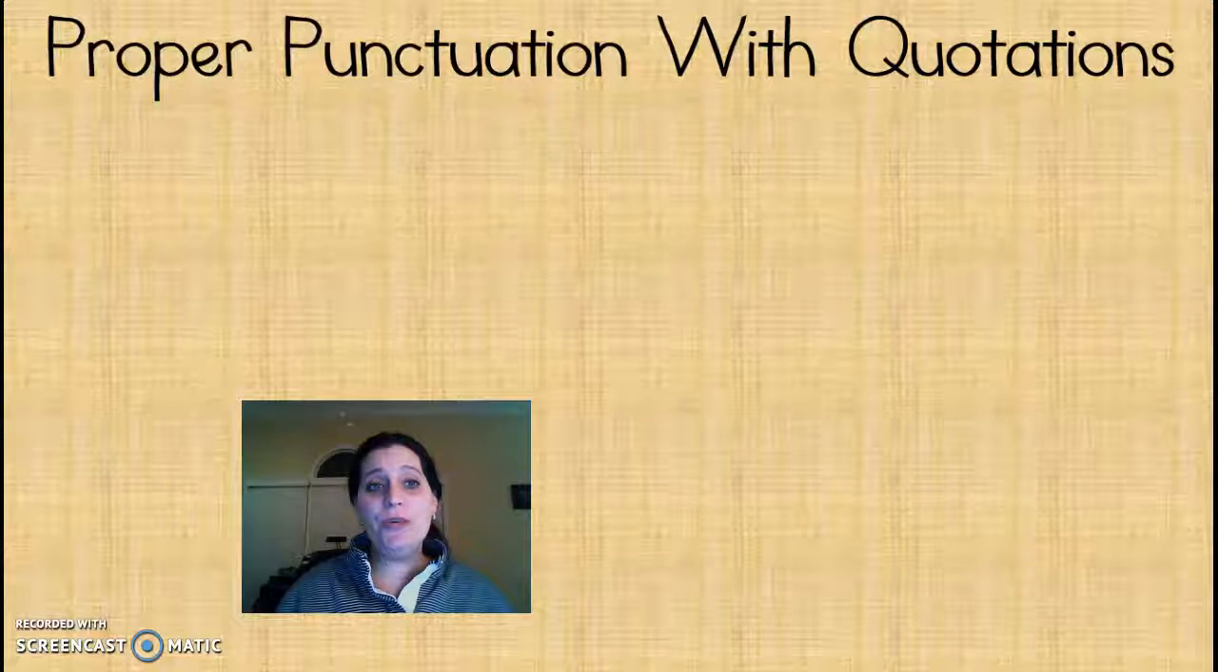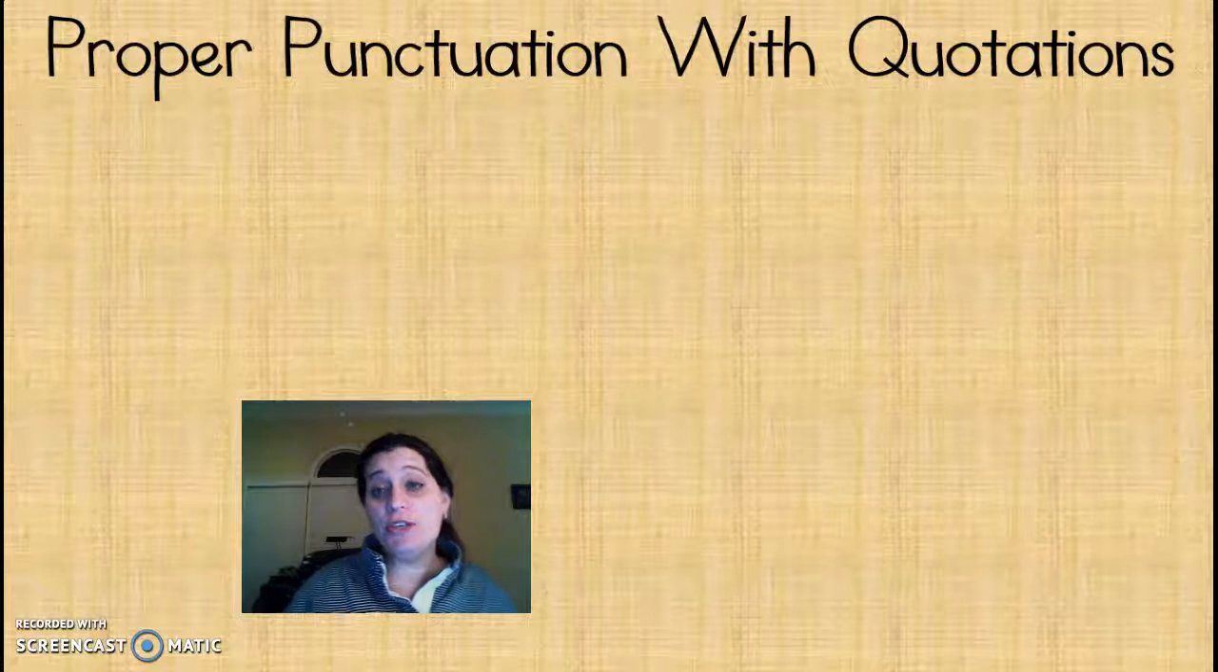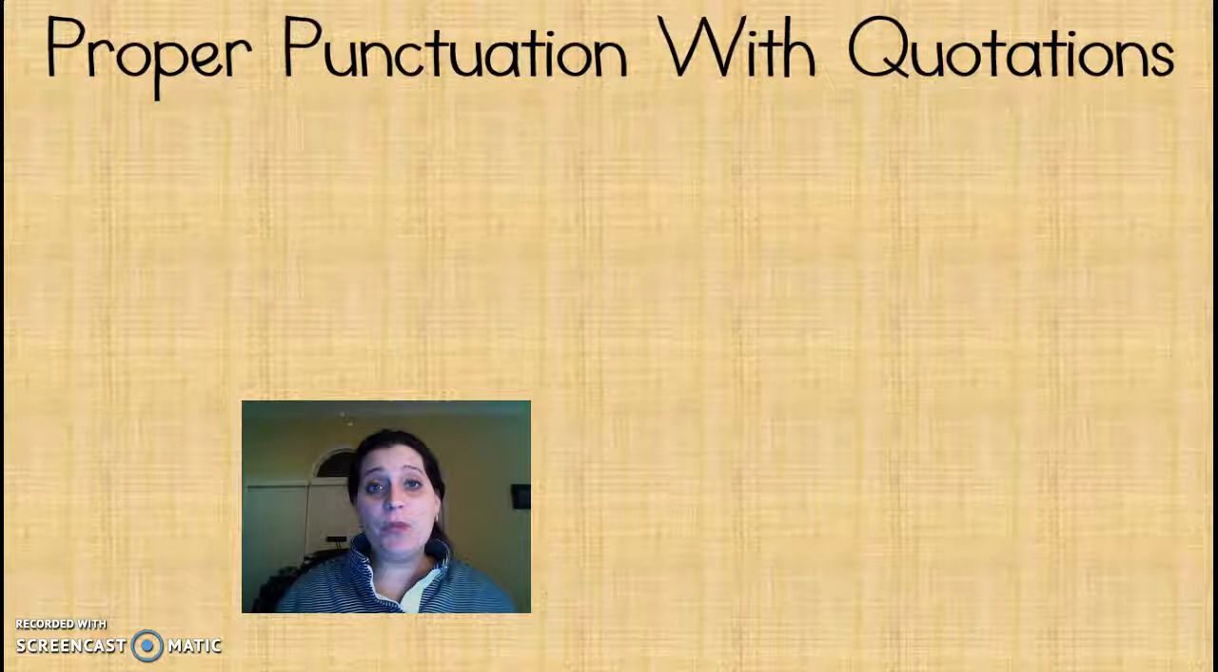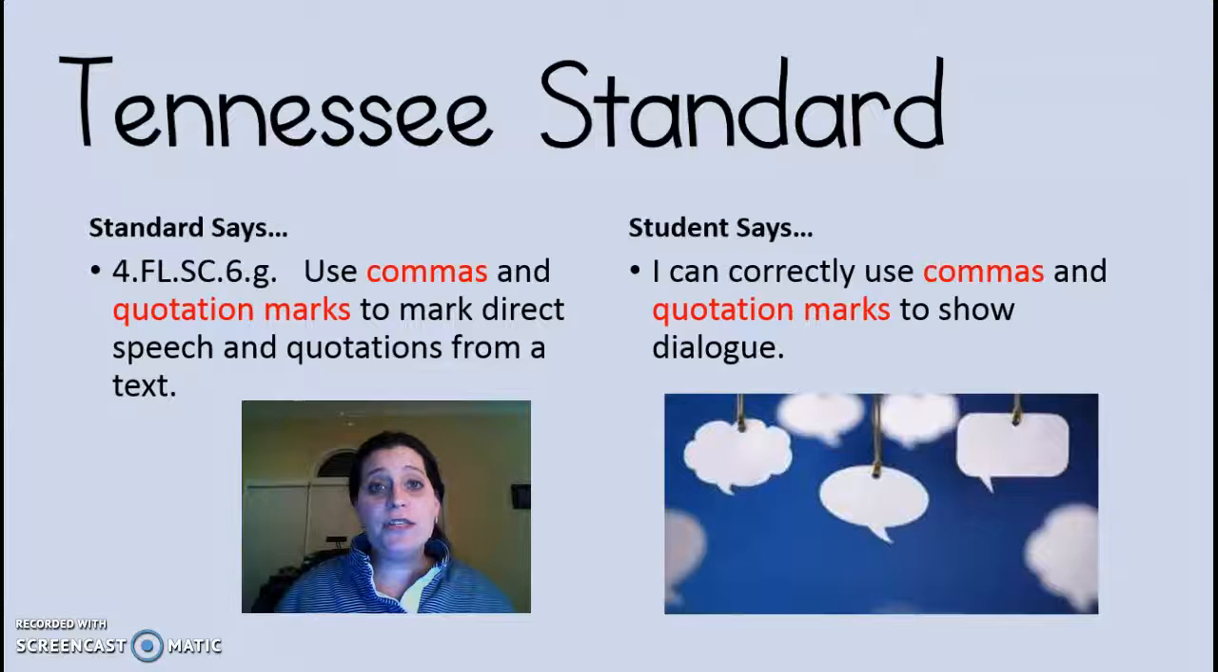Hi guys, we're going to work on making proper punctuation with quotations when we find dialogue in a text. So the standard that we are working on in the state of Tennessee shows us that we use commas and quotation marks to mark direct speech and quotations from the text. And in student language, that means we need to correctly use commas and quotation marks to show our dialogue. And this can be in your own writing or also editing writing when you see it on a test.